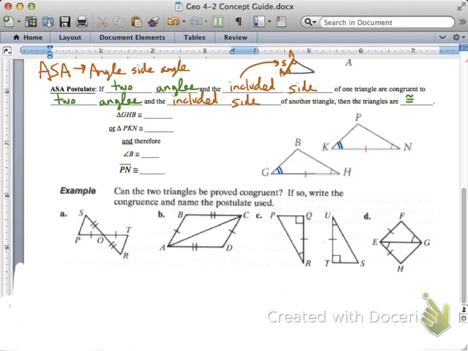So over here, we've got angle G is congruent with angle K. We've got segment GH is congruent with segment KN, and we've got angle H is congruent with angle N. We have angle, included side, angle is congruent with angle, included side, angle. So therefore, the triangles are congruent. We can now say triangle GHP is congruent with triangle KNP and make all of these other statements. And because of CPCTC, we can make these statements as well.